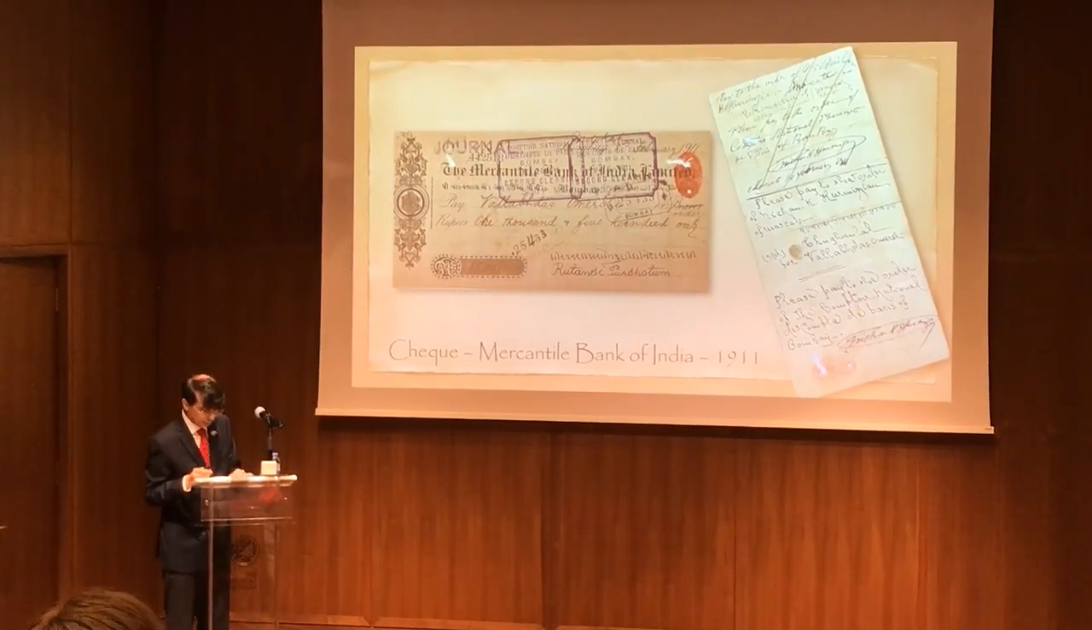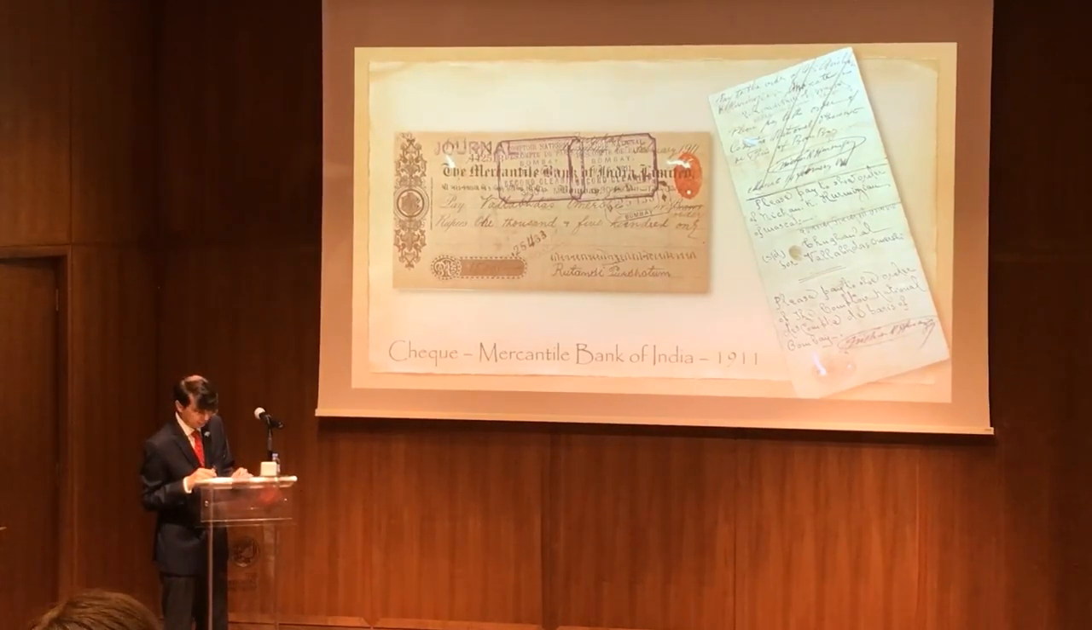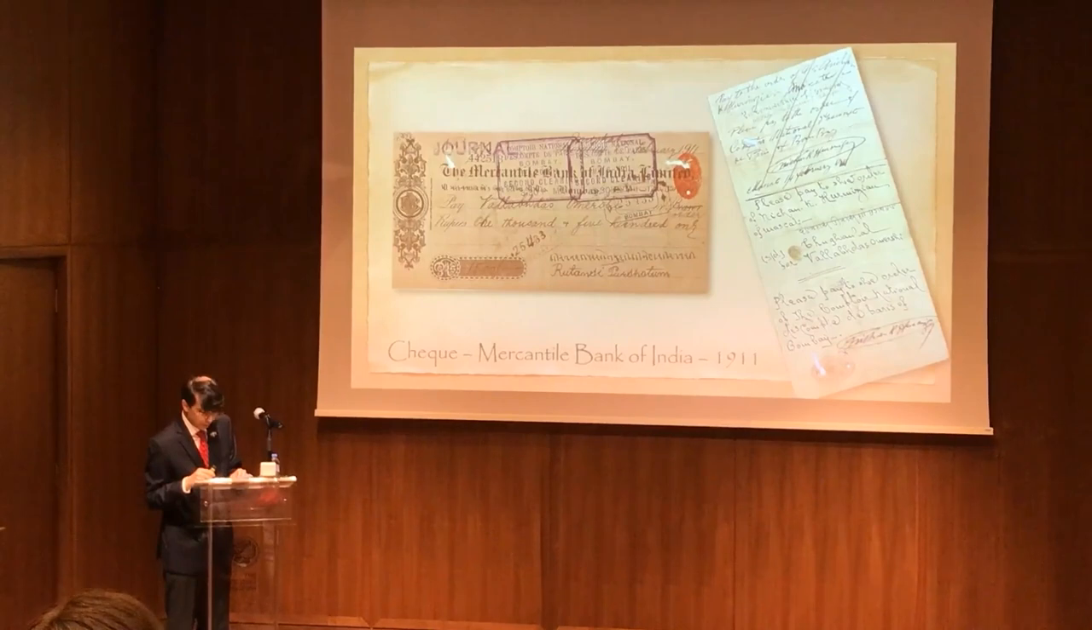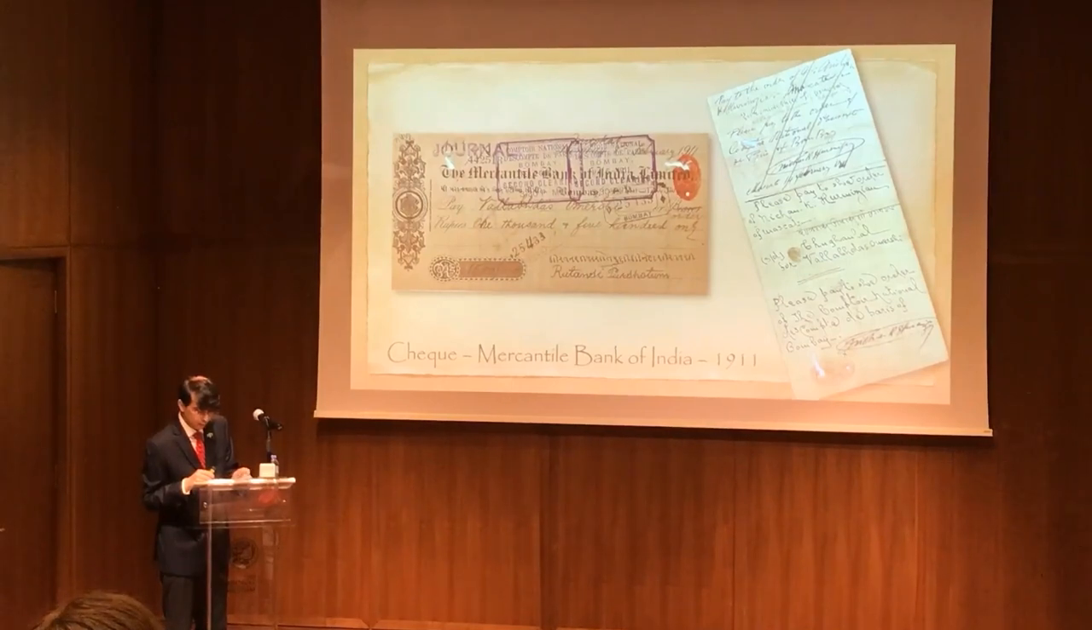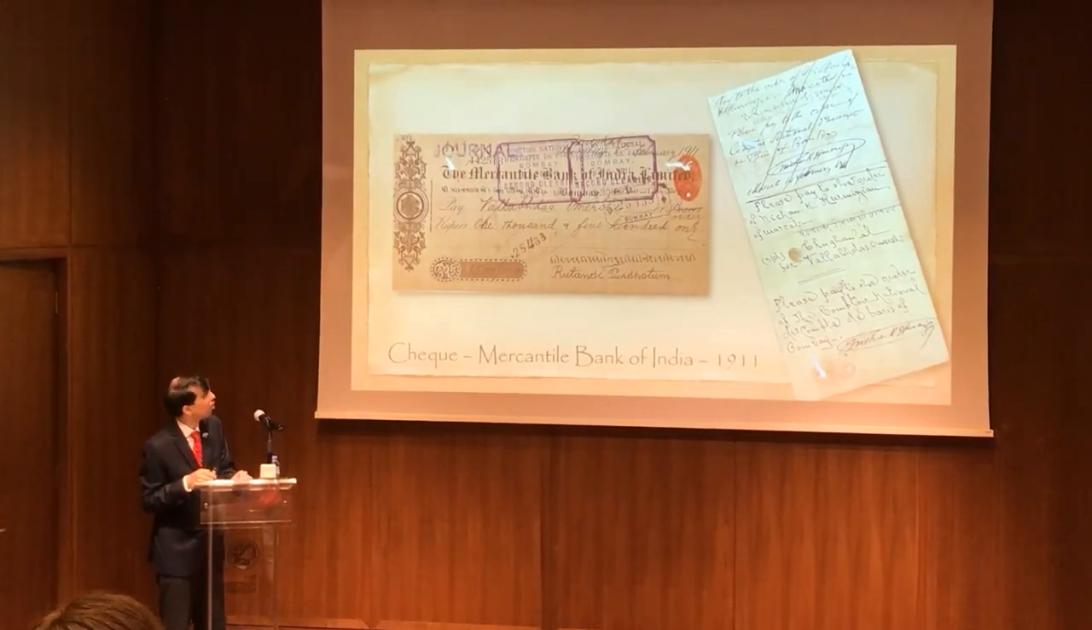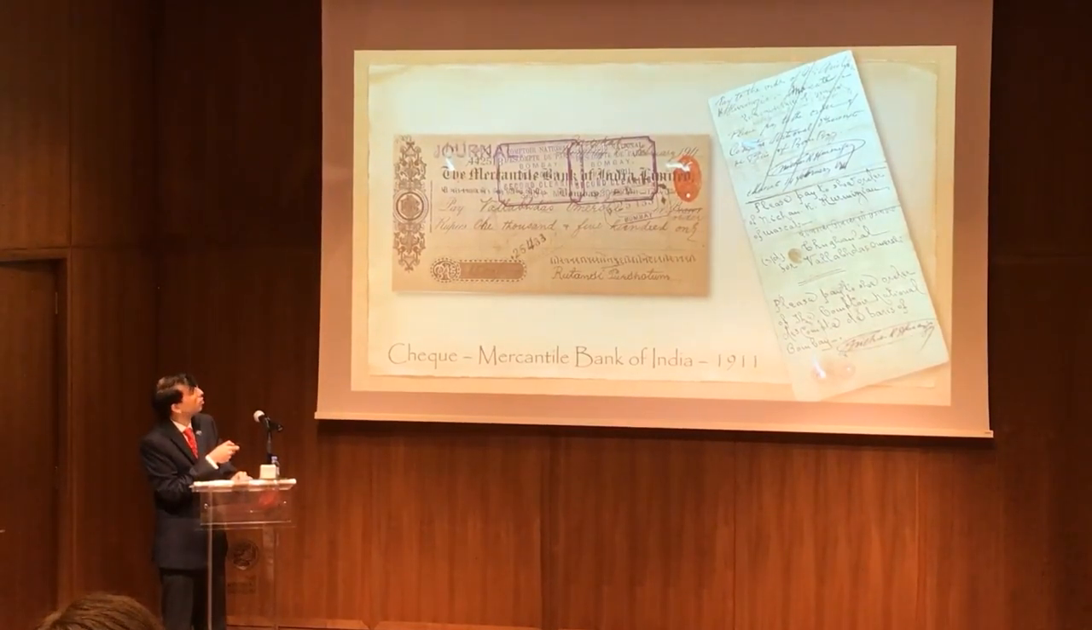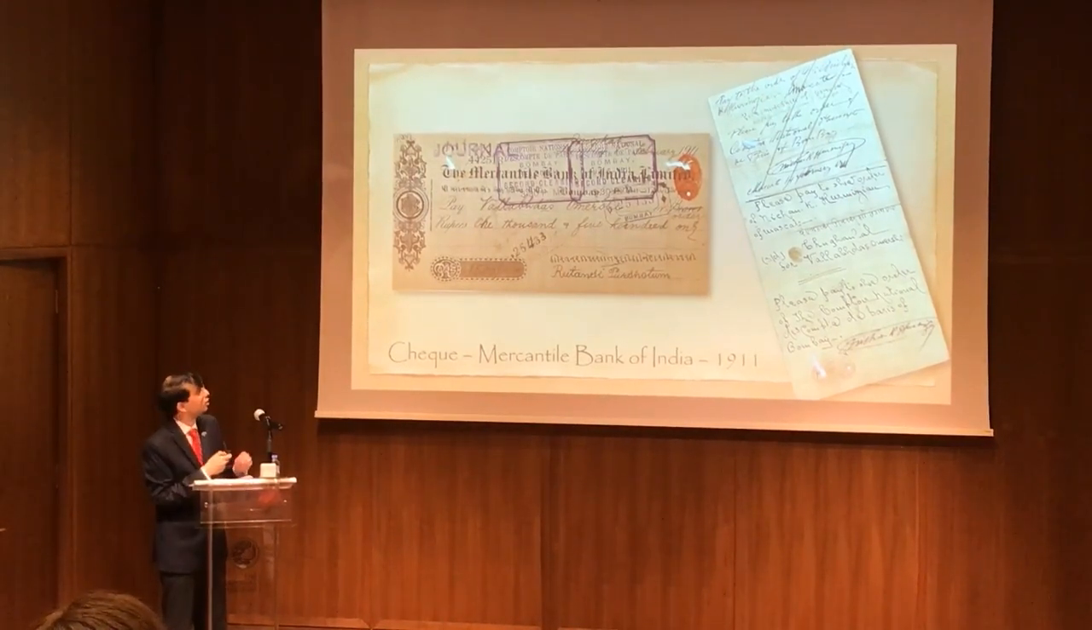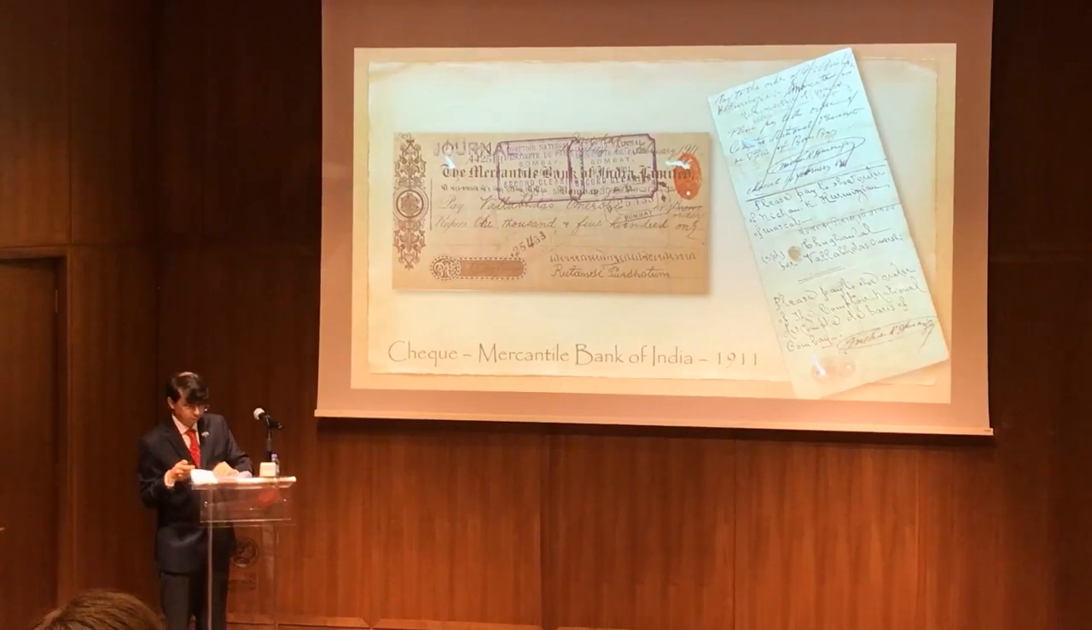This is a check issued by Ratan Sen on Mercantile Bank of India, Bombay, in 1911. Since there was no formal banking system in Muscat, such checks were easily discounted at the Muscat money market to raise required funds for trade. We can notice here a number of endorsements are seen at the back. It's just the back side of the same.